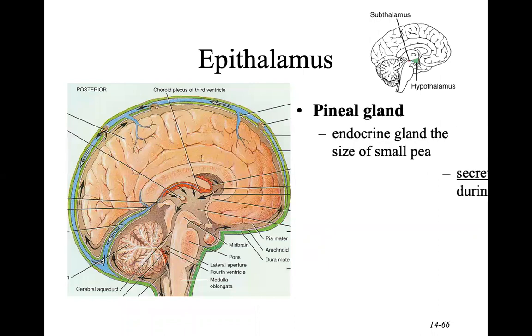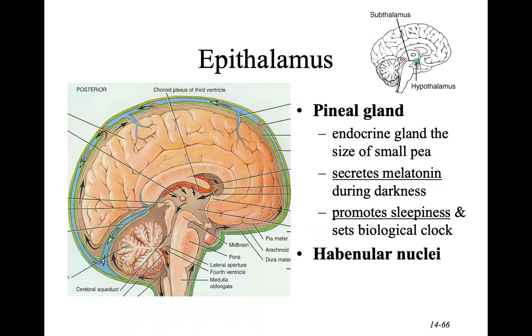Okay, the epithalamus is important because this is where the pineal gland lies. The pineal gland is this small pea-sized gland that secretes melatonin, not melanin, right? Melanin was involved with skin pigmentation. Melatonin is a hormone that the body creates and secretes at nighttime.